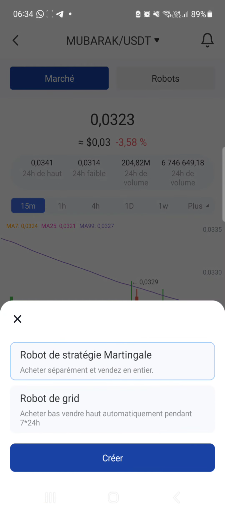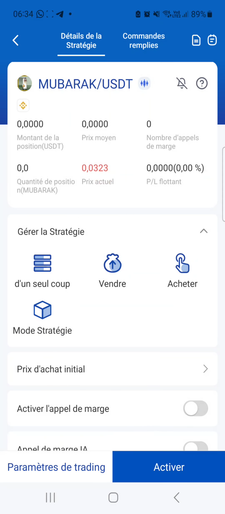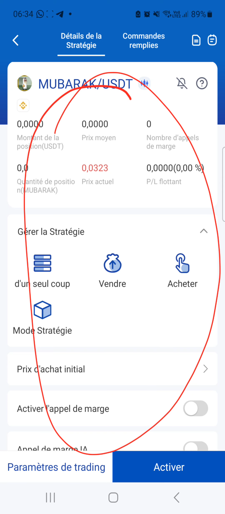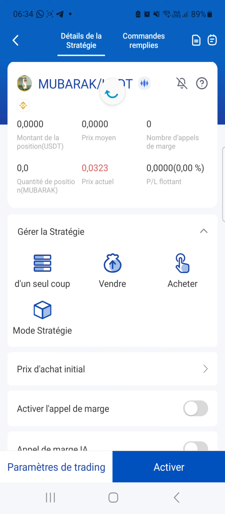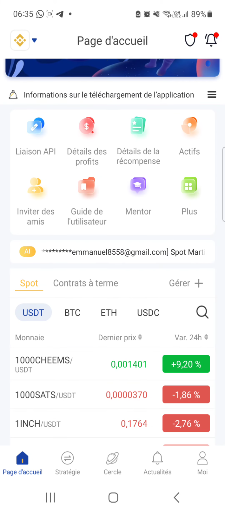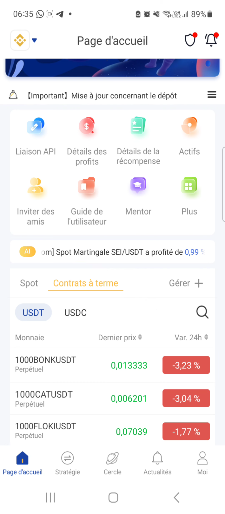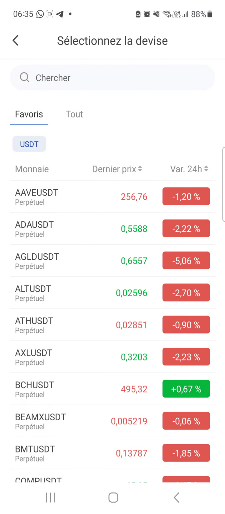My screen is in French, sorry for that. I tap on create. Then I tap on I understand. Then I come here, you will see this is the page. Sorry, I am in the spot. Let me go back to the future. Okay, so if you are trading in the future, this is spot, you shift it here. When you shift it there, this place means future. Then you look for Mubarak.